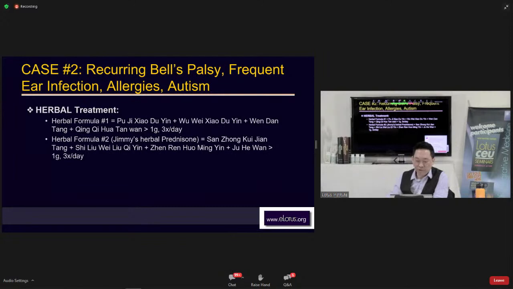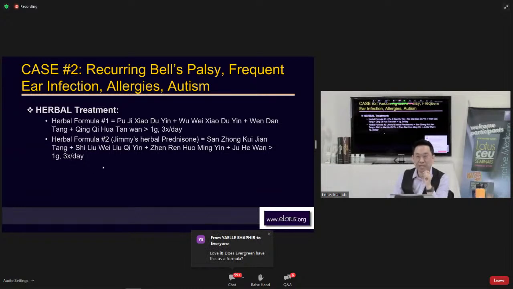And then herbal formula number 2. And this is my invention. That's why I call it Jimmy's herbal prednisone, right? So what does it do? It works like a prednisone, but without the side effects, right? Now some of this I got from my mentor, who's also named Jimmy Chang, and I probably just tweaked one of the formulas. So 三种溃坚汤, 十六味, 六七饮, 真人活命饮, 菊花丸. It works perfectly like prednisone, but zero side effects. And we did 1 gram 3 times a day there too.